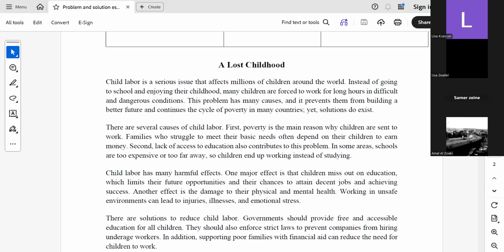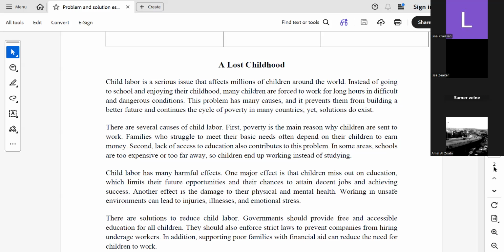So the first topic sentence, there are several causes of child labor. The first one is poverty. Families who struggle to meet their basic needs often depend on their children to earn money. Second, lack of access to education. Of course, poor people, can they afford money to go to school? No. Can poor people go to school? Do their parents have the sufficient money to put them in schools? Of course not. So this is why children end up working.